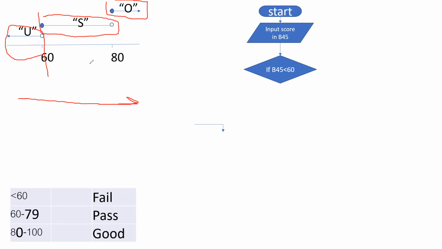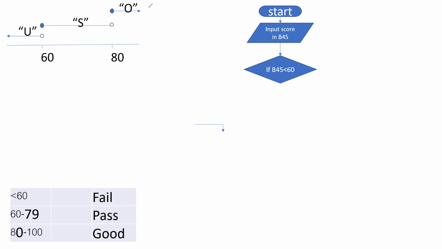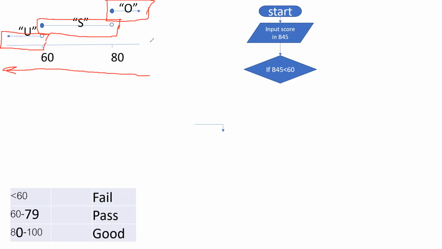But somebody may ask, can I start from right to left? Yes, you may. If you would like to start from right to left, it means that you have to test the O grade first, that means the score is from 80 to 100. After that you check the second possible grade, 60 to 80, and after that you go to U grade checking. So the direction is right to left. You can do it as well.